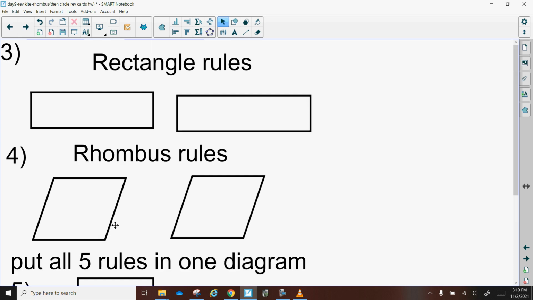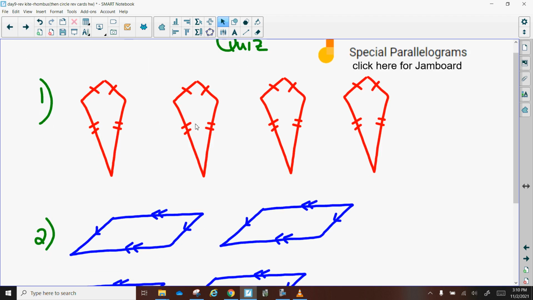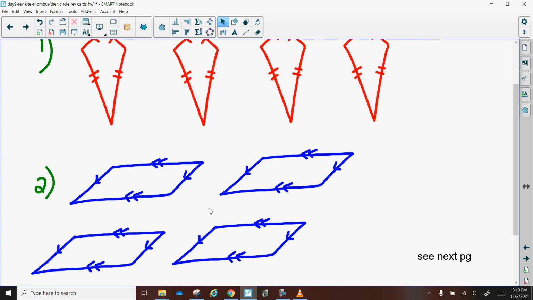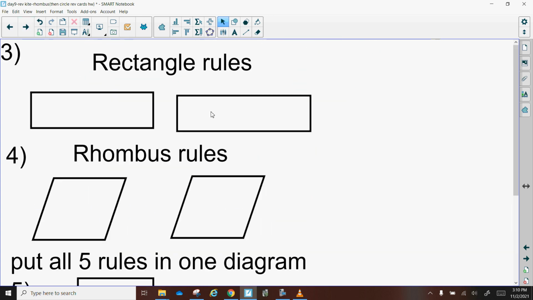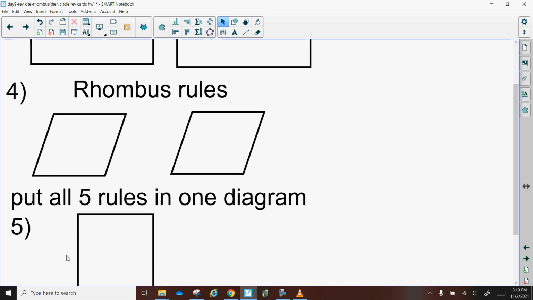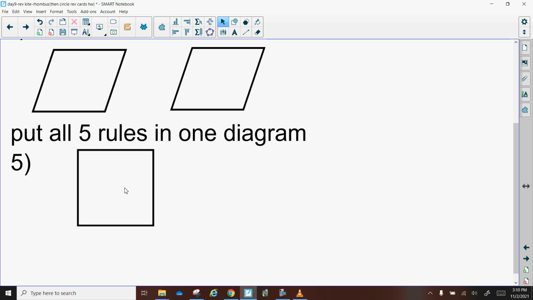In fact, if you have time left in the period right now, why don't you get out a blank sheet of paper and do this quiz? You can go back and rewind. Do the 4 kite rules. Do the 4 parallelogram rules. Do the 2 rectangle rules, the 2 rhombus rules, and see how many of the square rules you can put in here without using your notes.